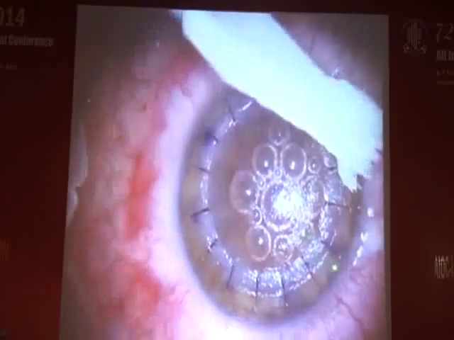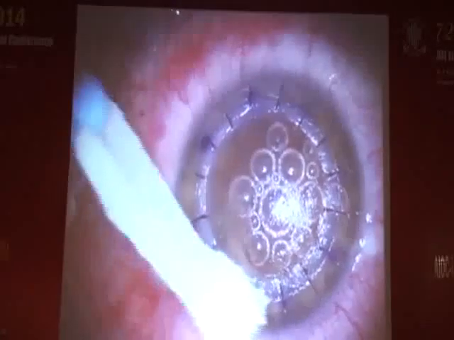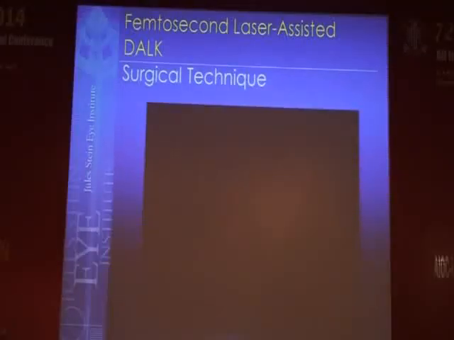One of the nice advantages also of the femtosecond laser, look at that perfect matching of the donor and host surfaces. Because you have this zigzag edge profile, you get this interdigitation of the donor and the host, so you really don't see the step that you can see many times in a traditional DALK performed with a manual trephination technique.